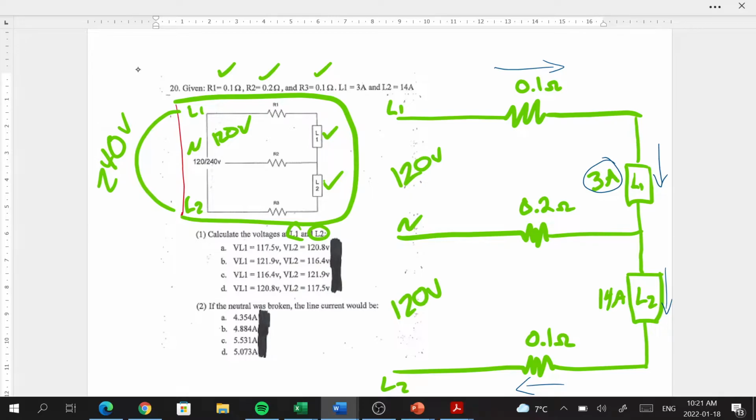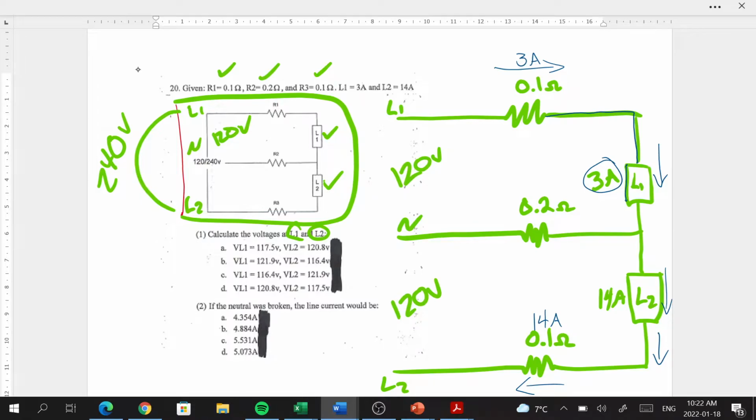So if we have 3 amps at load 1, because this resistor is in series with the load on a single conductor, we must have 3 amps going through that conductor. And if we have 14 amps flowing this way through load 2, we must have 14 amps flowing through this conductor here.